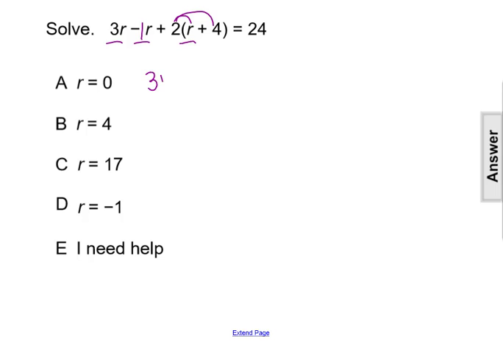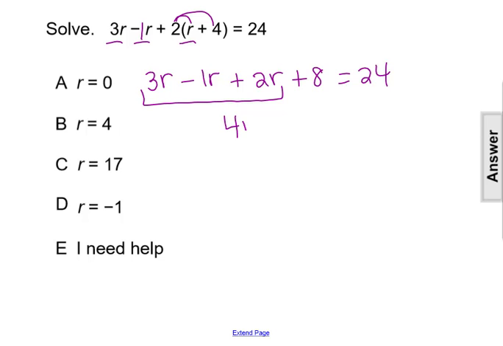So that will give us 3r minus, we'll say 1r, now plus 2r plus 8 equals 24. And now that we've used the distributive property, we can combine the like terms. We can simplify 3r minus 1r is 2r, plus the other 2r is 4r. Now plus 8 equals 24.